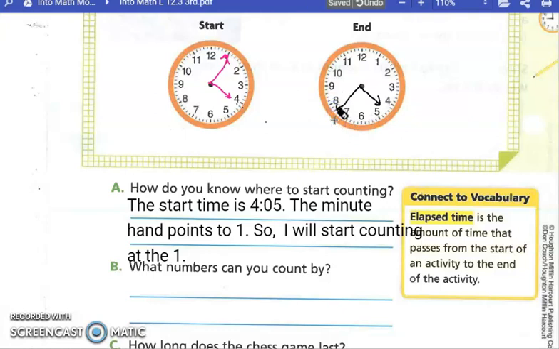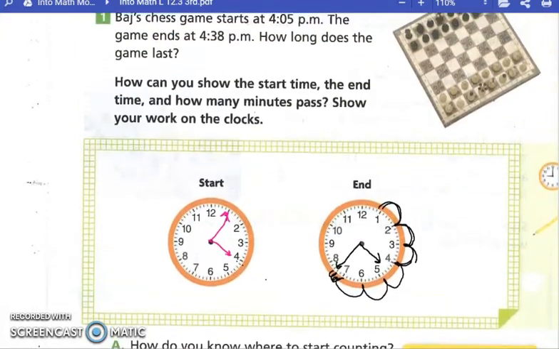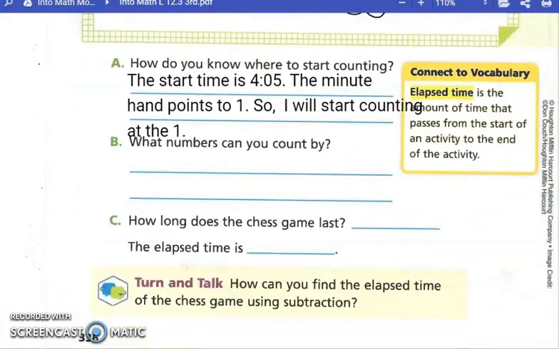Okay, so let's use this clock that has the end time. We're going to start at 1, we said. We're going to say 5, 10, 20. Oh my, let's try again. 5, 10, 15, 20, 25, 30, 31, 32, 33. So how long does it take them to get there? Or what were we doing? The chess game, 33 minutes.